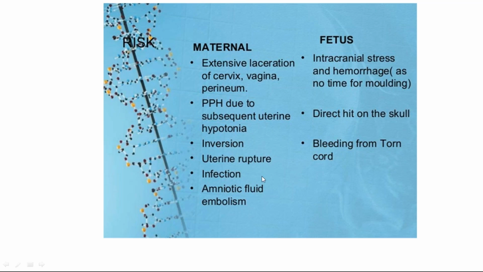Then infection, because the grand multi is already anemic, blood loss, PPH, and so on. And rarely there may even be amniotic fluid embolism because of uterine hyperstimulation. When the uterus is contracting so fast, some of the amniotic fluid may enter into the maternal circulation and cause amniotic fluid embolism. Of course, this is very rare.